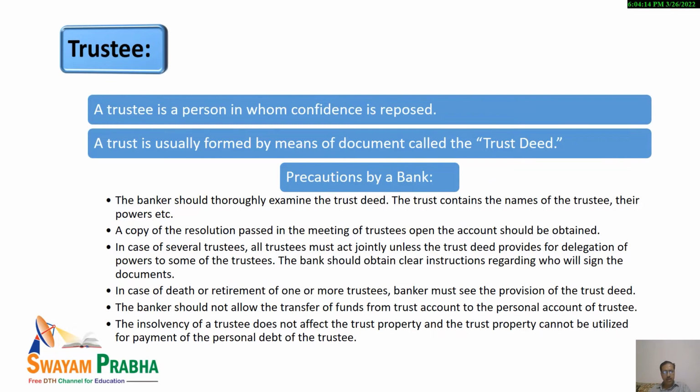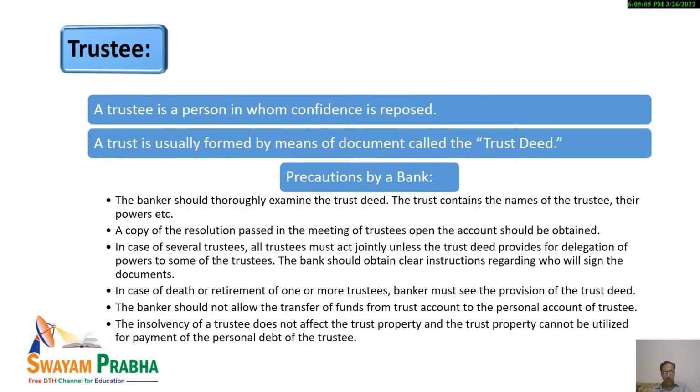And in case various trustees are there, then the bank should verify, the bank should see in detail whether they can delegate power to others, who will be signing the check, who will be giving the instructions, and all that. These should be verified from the trust deed or some other trust resolution, and a copy of such a resolution should be taken by the bank. And in case of retirement of any trustee, or in case of death of any trustee, again the bank should go through the trust deed to see what should be done in this case.